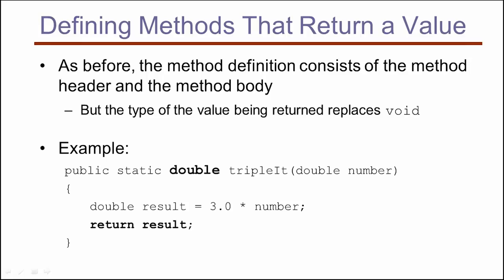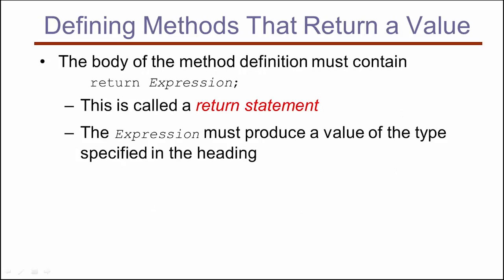Here's an example of a method that returns the value that is 3 times the parameter it receives. Note that the method header specifies that a double value is being returned to the caller. Now, somewhere in the method body, we must specify the value which we want to have returned to the caller. We use the return statement to accomplish that.